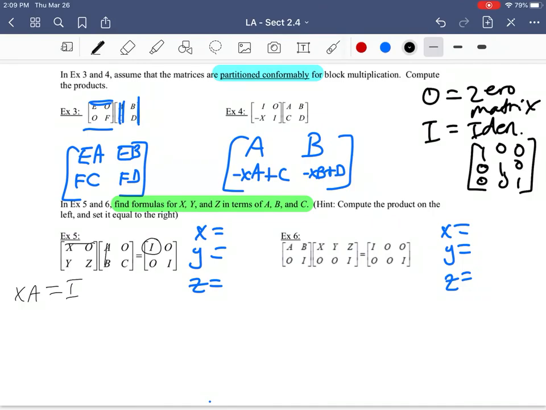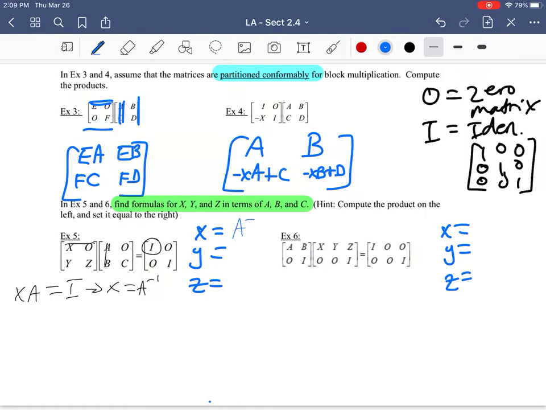So when something multiplied together equals the identity matrix, that means they must be inverses of each other. So X and A are inverses of each other. Therefore, I can gather from this that X equals A inverse, so X is the inverse of A and vice versa. So now I have a formula for X.